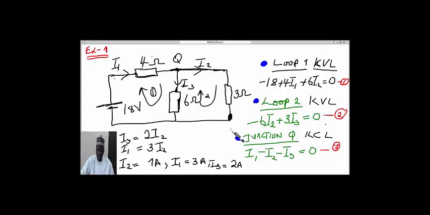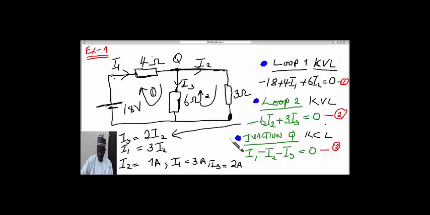So these are my 3 equations that, when I solve them, will give me details about the current and potential drop across the closed circuits and the resistors. When we look at equation 2, we can easily see that if I take minus 6I2 to the right hand side, I'm going to get this equation. 3 cancels and 6 will give me 2. So I3 equals 2I2. This is from my equation 2.